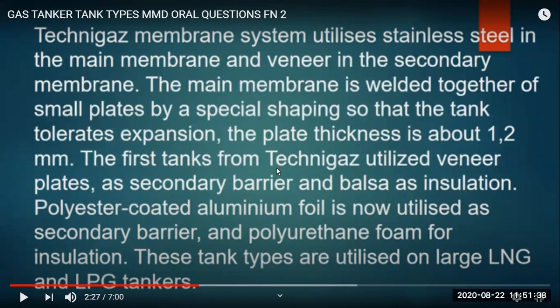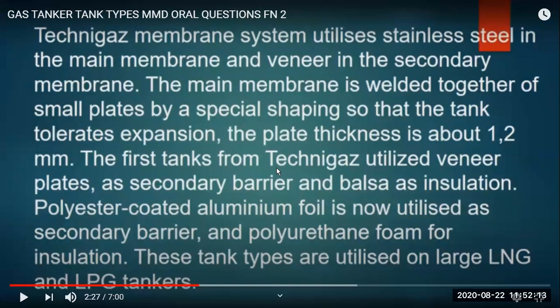So these are the questions asked: the types of tanks, explain the membrane tank, or explain the types of tanks for LNG ship or refrigerated ships. So you can write this. The main membrane is welded together of small plates by a special shaping so that the tank tolerates expansion. The plate thickness is about 1.1 to 2 mm. The main membrane is welded to the secondary membrane, and the first tanks from Technigaz utilized veneer plates.